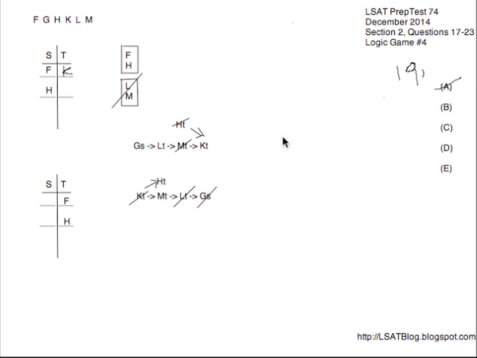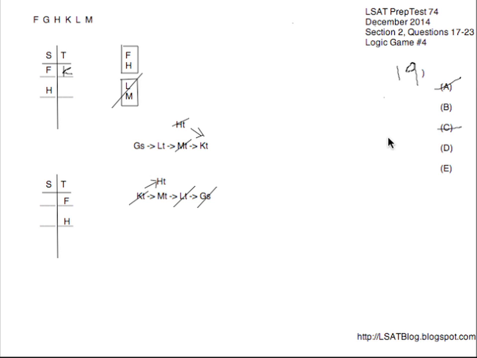B, let's see if that complies with GS. We don't have L there, we don't have K there. That's all good, looking okay for now. Looking at C, GS again, GS requires KT, but we've got K there, so that's gone.